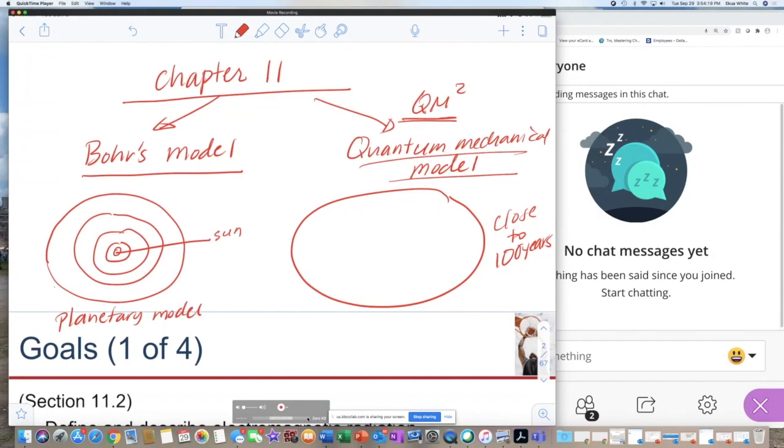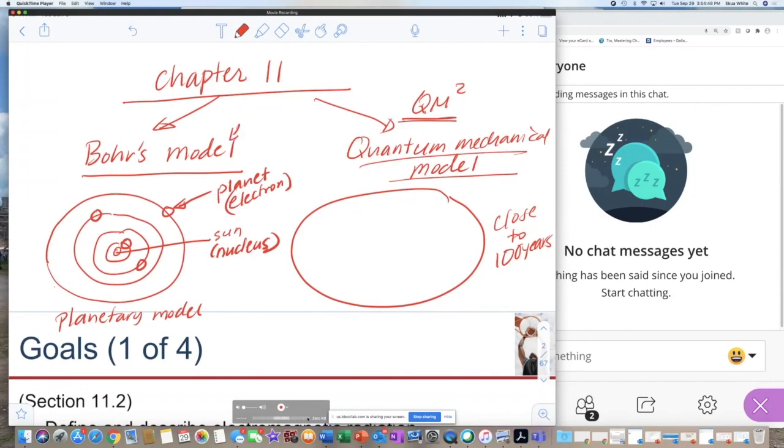In the planetary model, you had the sun in the middle, and the sun here will represent the nucleus. The position of the sun is the nucleus. Then you have planets orbiting around the sun, different planets. And here, the planets represent the electrons, right? So just replace the sun with the nucleus and the planets with the electrons, and you got yourself a Bohr's model. And this is a planetary model.